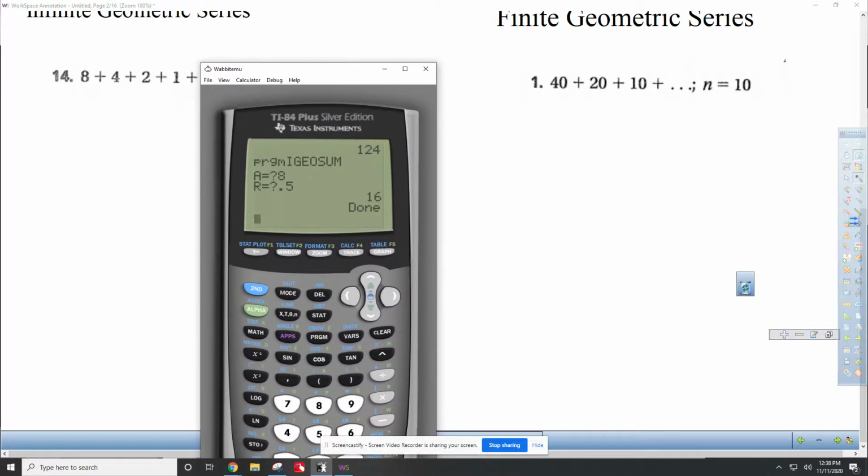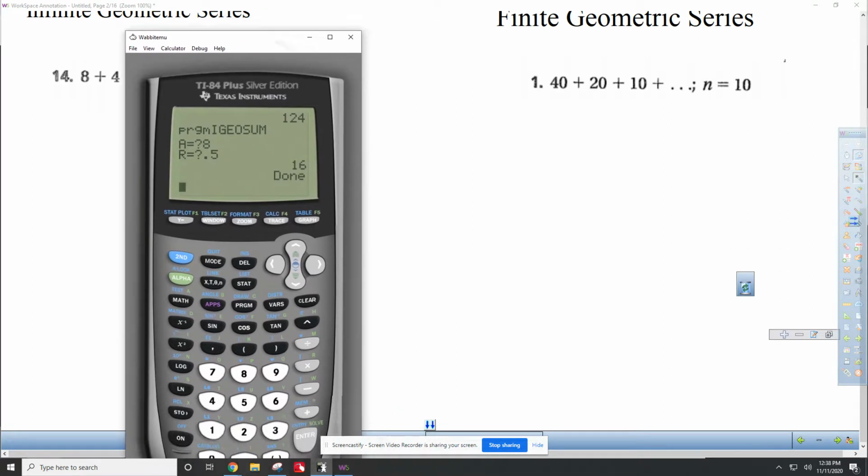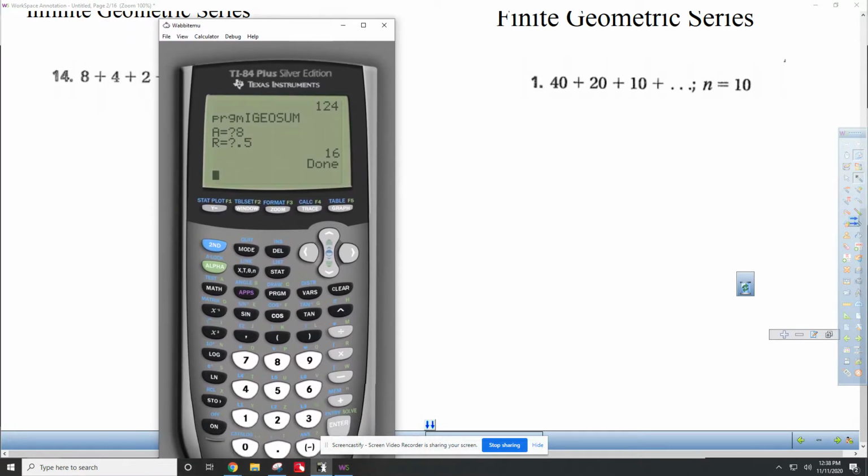And remember that this one only works for less than 1, as this does converge, and I do not have a program for when they are greater than 1. So this is for when your rate of change is less than 1.